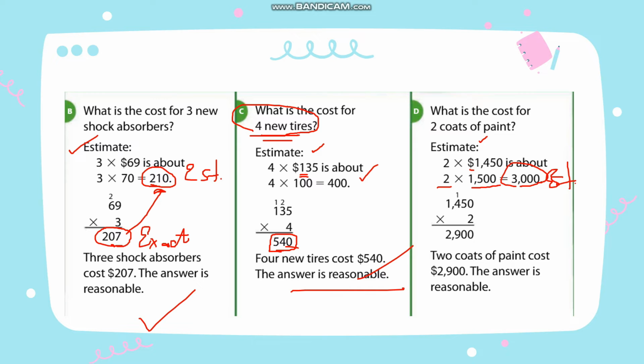If I'm going to find out the exact one, 1,450 multiplied by 2. 2 times 0 is 0. 2 times 5 is 10, so 0, regroup 1. 2 times 4 is 8 plus 1 is 9. Then 2 times 1 is 2. So 2,900 is my exact answer. And 2,900 is near to the estimated answer, which is 3,000. Therefore, the answer is reasonable.